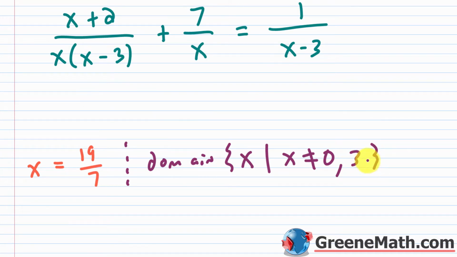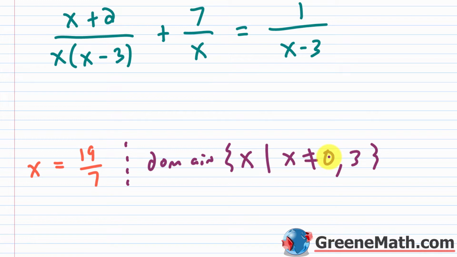In either case, if you plugged in a 0, you would get a denominator here and a denominator here, which is 0, right? You'd be dividing by 0, which is undefined. And then if x was 3, then this denominator here and this denominator here would be 0. And again, division by 0 is undefined. So these are our two restricted values, this 0 and 3. So our domain is the set of all x such that x is not 0 or 3. Now 19 sevenths, that doesn't violate anything. So again, if you're in a hurry, just put that down and move on.